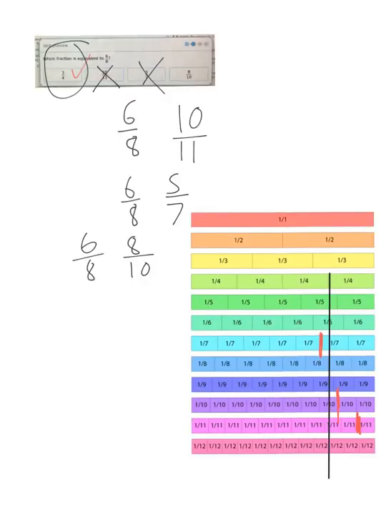Just to really prove it to you using the fraction strips, you can see that 3/4 is equal to 6/8 right here. 1, 2, 3, 4, 5, 6 eighths, but it is not equal to 10 elevenths, that's here, 5 sevenths is there, no, and 8 tenths is there, no, those do not line up.